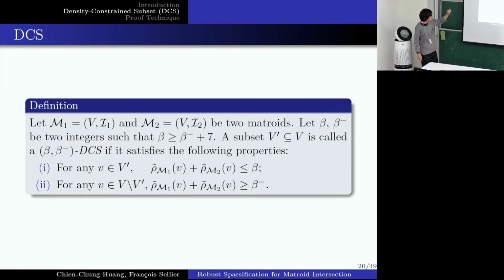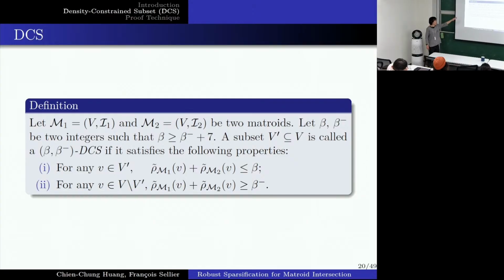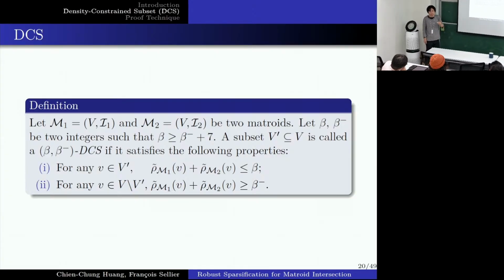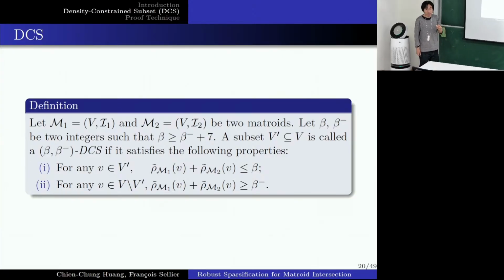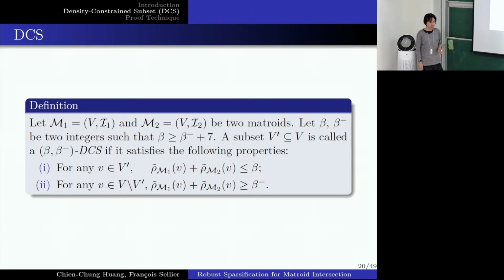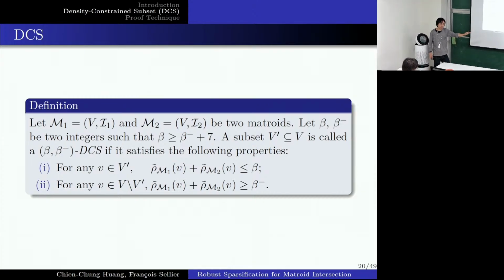Okay, and then if you are familiar with matroid in the matroid literature, you should be able to see that this definition is exactly equivalent to EDCS if the two matroids are just two partition matroids. It's not immediately obvious if this is the first time, but believe me, if the two, M1 and M2, are just partition matroids, this definition reduces to the EDCS.